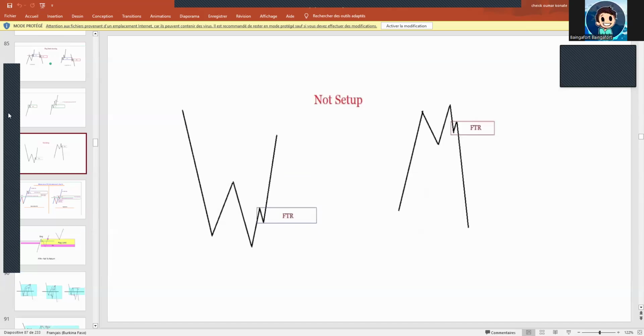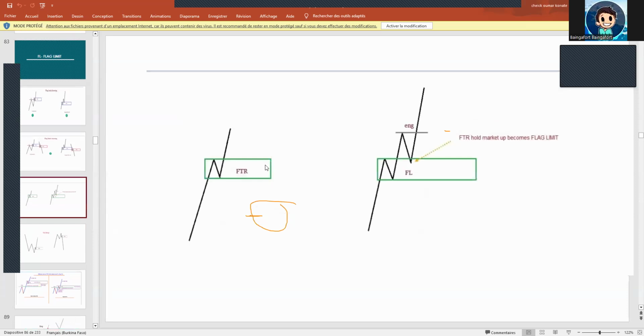This one is FTR. Okay, there are no barrier here. This one also is FTR. But you need to see this one is FTR that become a flag limit. I'm referring to this exactly.